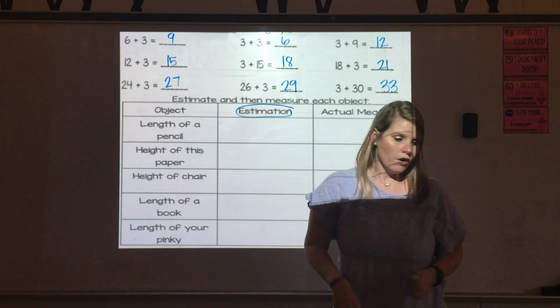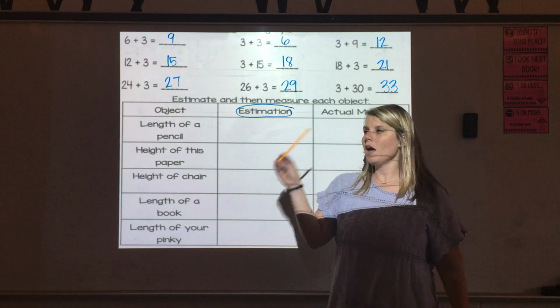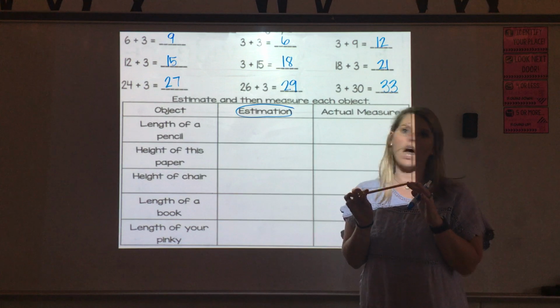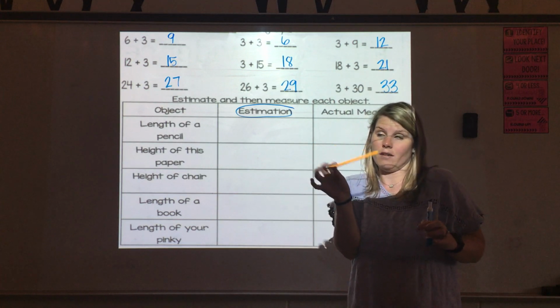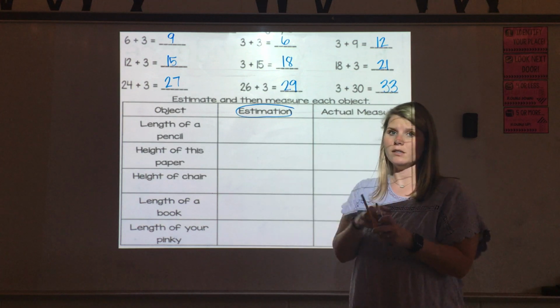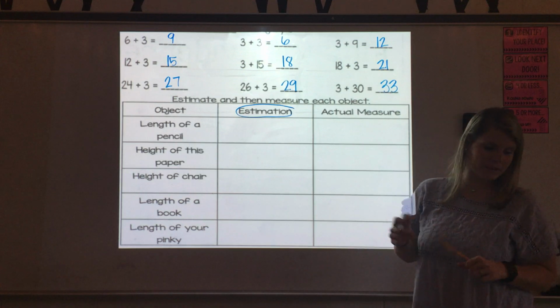So for example, for a length of a pencil, this is actually the pencil that I use to measure. The best unit of measurement for me to use for this pencil is not gonna be feet or yards because it's smaller than any of those. So my best judgment for this one would be to use inches. So estimation is just gonna be what you guessed the length of your pencil to be.